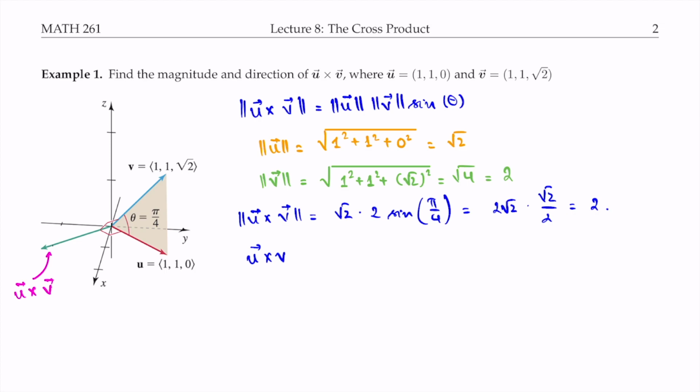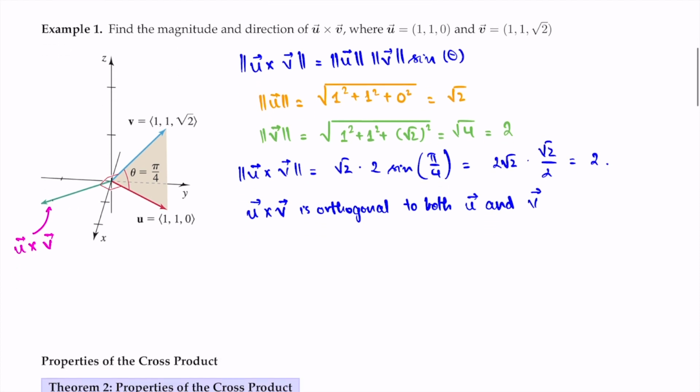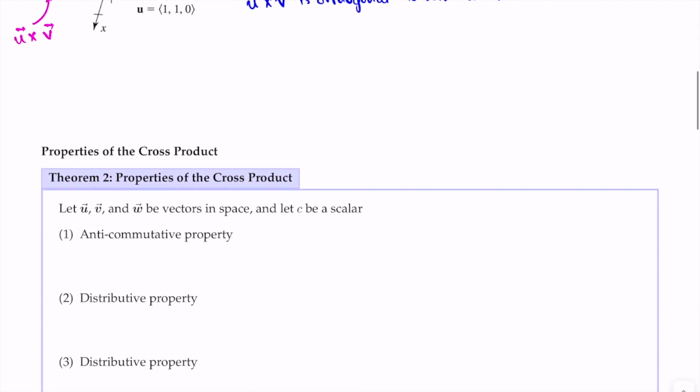u cross v is orthogonal to both u and v. Again, orthogonal means perpendicular. So this is just a quick example of how to determine the magnitude of the cross product and the direction of the cross product. And we're going to move on to the properties of the cross product.